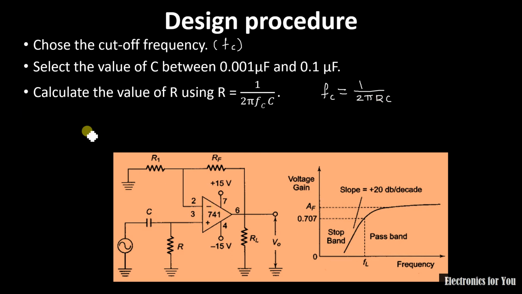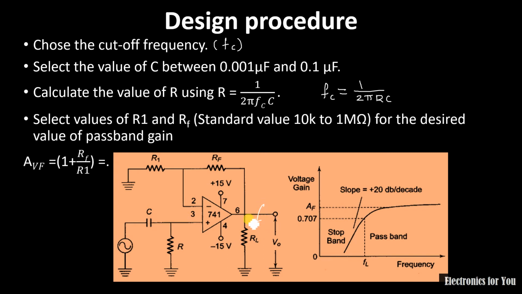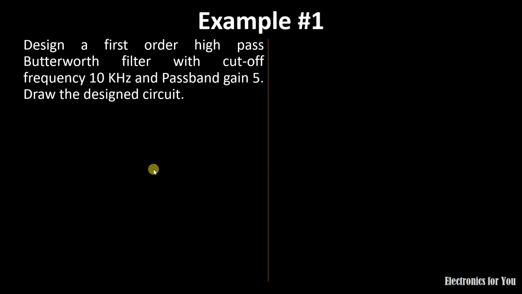Further, we have to decide the value of the passband gain, and it can be calculated by using R1 and RF, with the formula AVF equals 1 plus RF upon R1, where RF is the feedback resistance and R1 is our input resistance. So this is the design procedure. Let us see one example of this.